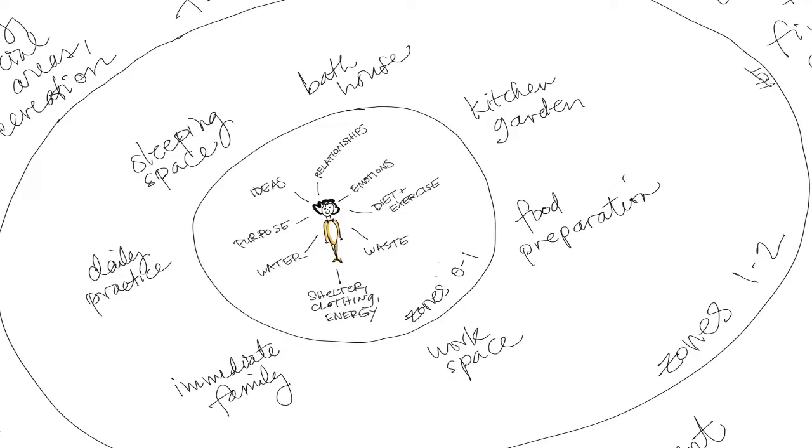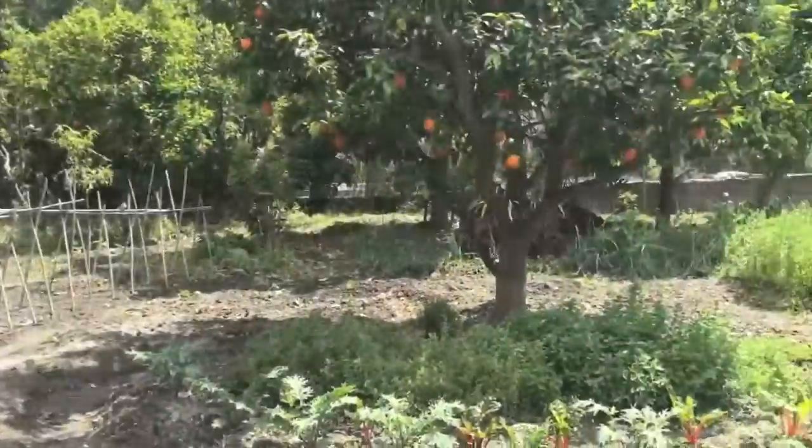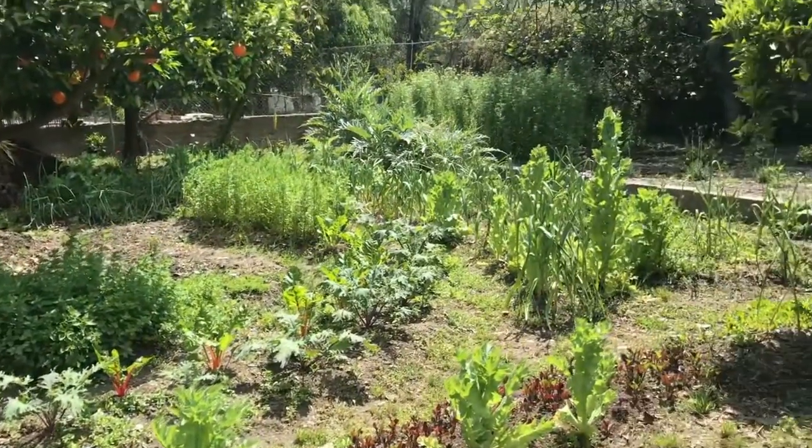So zones 1 to 2, so there's overlap here. There's not really distinct lines. That includes your bathhouse and your napping area and your workspace, if you don't work every single day, or your immediate family that you interact with, and your daily practice, your yoga and maybe your walking areas. So zones 1 to 2, maybe that's where you would keep the chickens. These are places that you are really in a lot of the time.